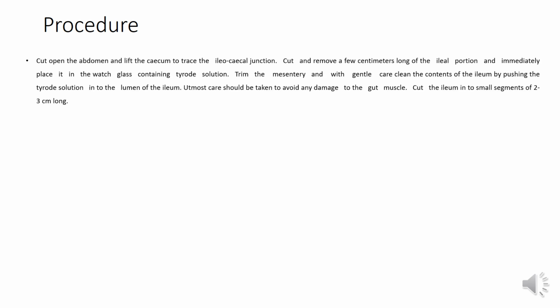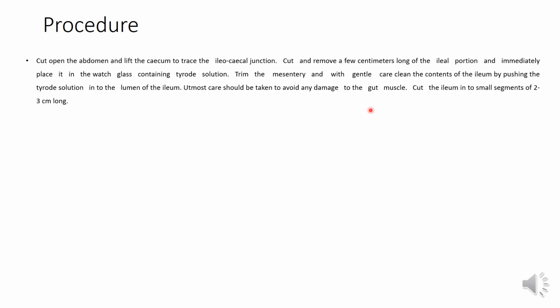So, procedure. Cut open the abdomen and lift the cecum to trace the ileocecal junction. Cut and remove a few centimeters of the ileal portion and immediately place it in a watch glass containing Tyrode solution. Then trim the mesentery and, with gentle care, clean the content of the ileum by pushing the Tyrode solution into the lumen of the ileum. Basically we need to clean the ileum thoroughly. Utmost care should be taken to avoid any damage to the gut muscle.